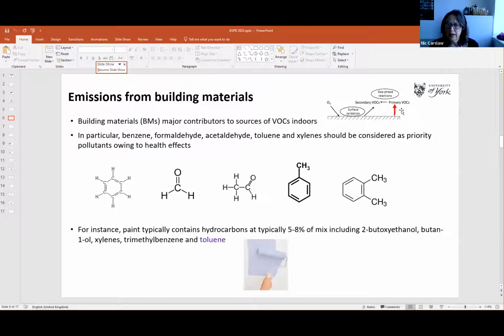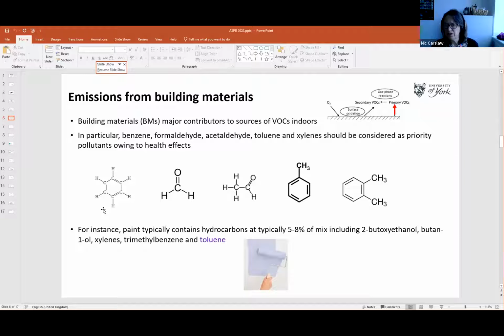So we're thinking about this part of the scheme here, these primary emissions, and we know that building materials can be quite major contributors to VOC concentrations indoors, so these volatile organic compounds. And I've listed some of the ones of most concern here. So we've got benzene, which is this aromatic ring.